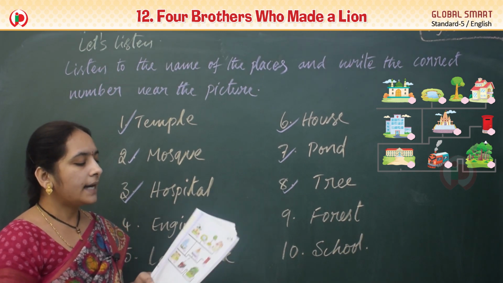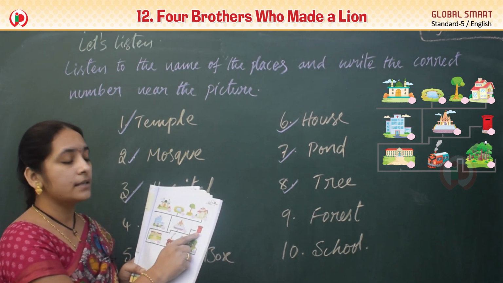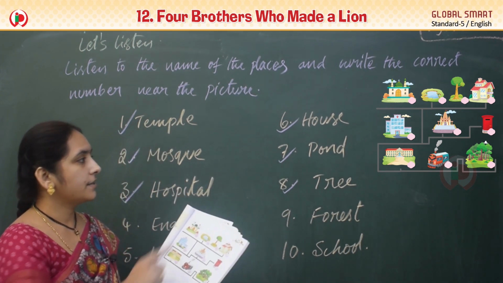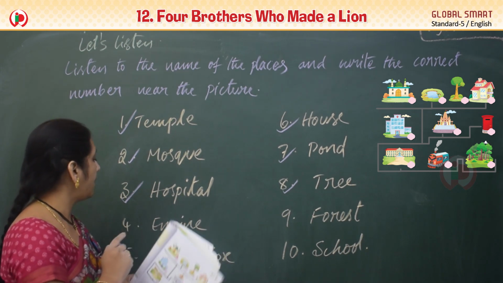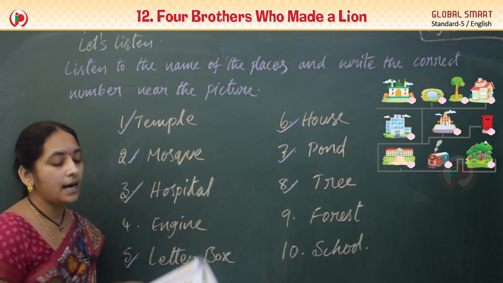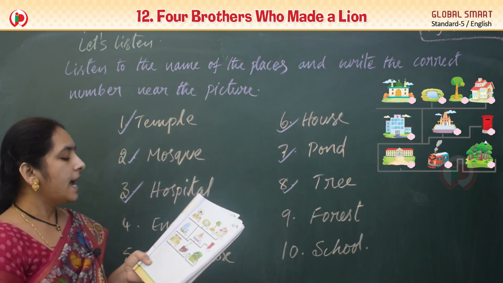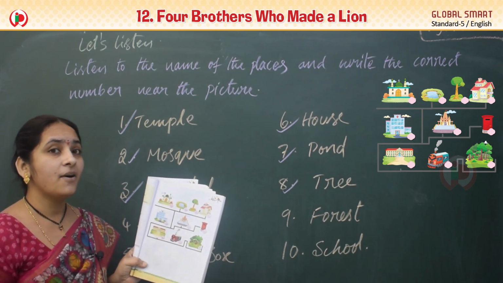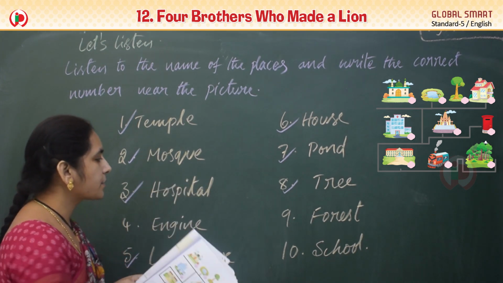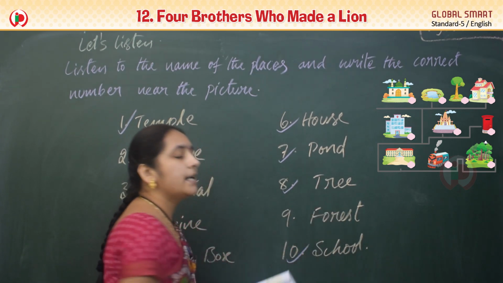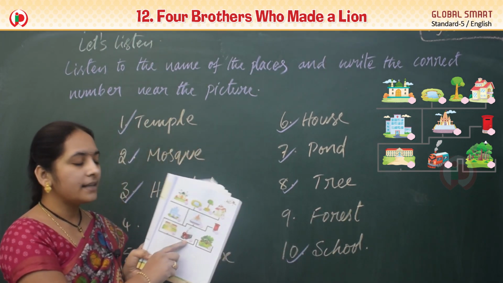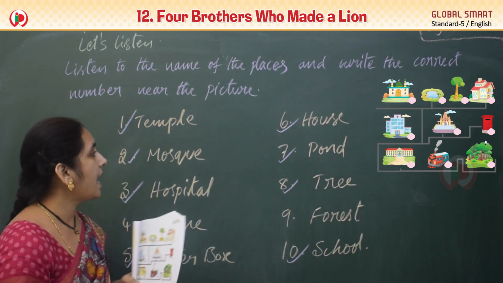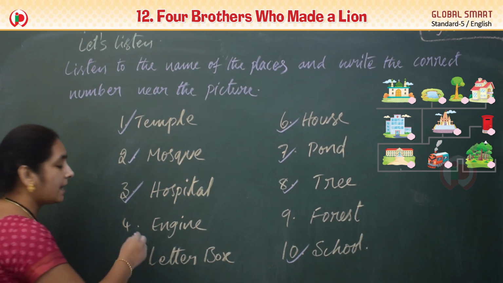And next one here, a small one we have. What is this? Yes, to keep the letters inside. This is a letter box. What is the number of the letter box? 5. So keep that letter box number 5. And the next one, come to the last row. Here, what do we have? Yes, there you have the name also. School. So where do we have school? 10. So give the number 10 to that school picture. Next one, this is Chik Chik Railu. Yes, very good. Engine. Where do we have engine? Yes. So give the number 4.